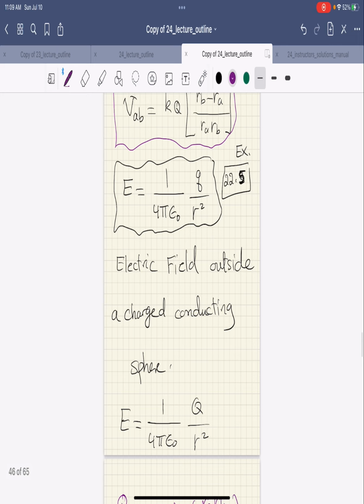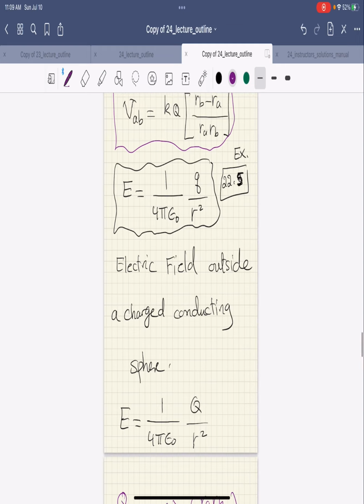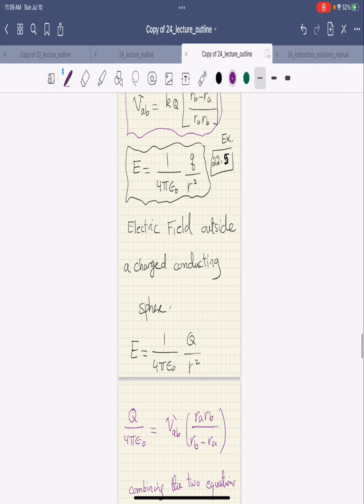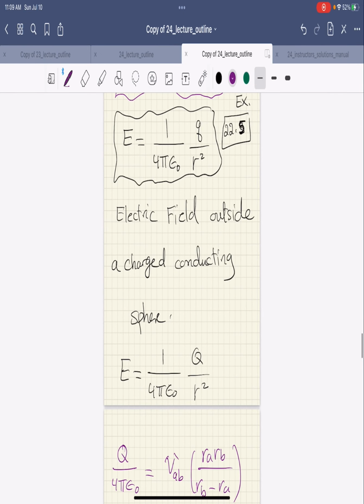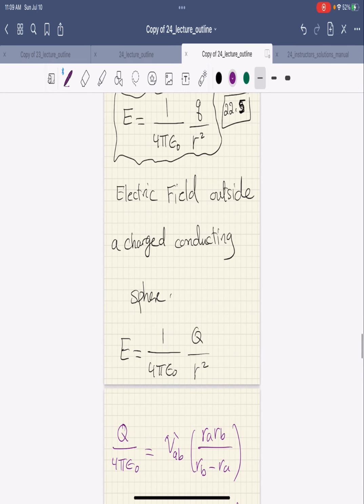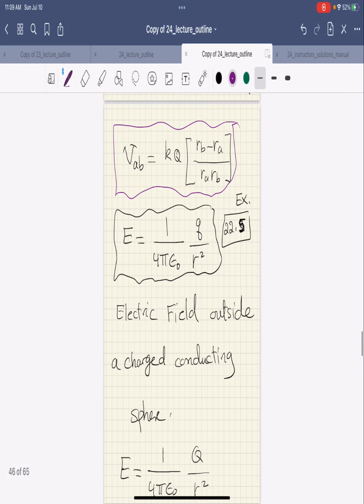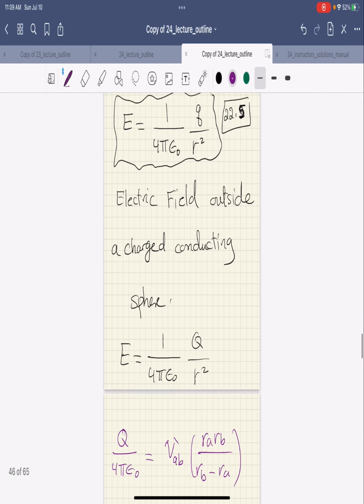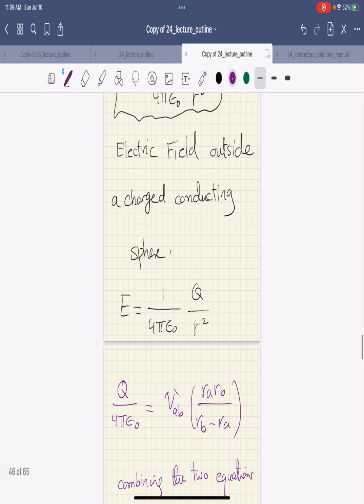Then I write it in terms of the sphere that I have, E is 1 over 4 pi epsilon 0 Q over R squared. And what I did here is I used this expression to find out what Q is.